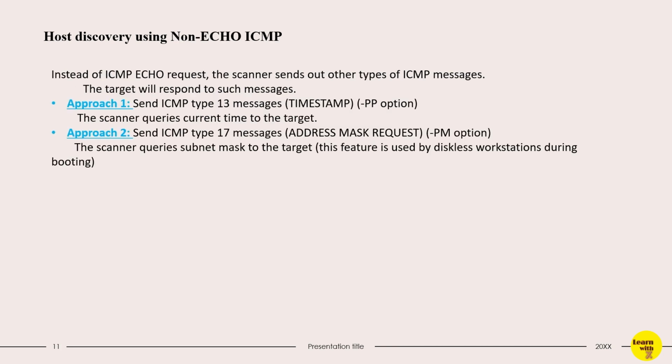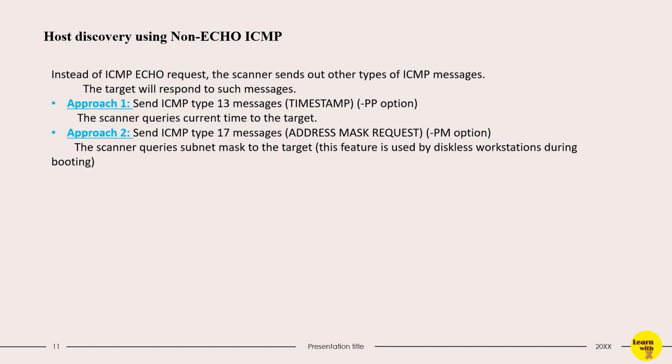And then host discovery using non-echo ICMP. Instead of an ICMP echo request, the scanner sends out other types of ICMP messages. The target will respond to such messages instead of a general ICMP echo request. In the first approach, we send an ICMP type 13 message, for which we use the PP option. We will discuss these options in the lab.